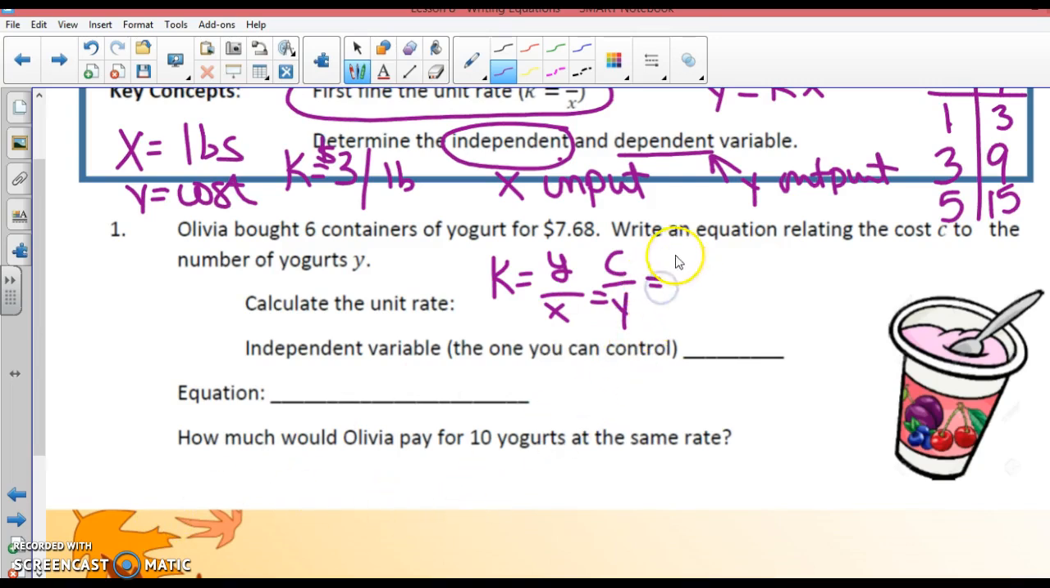So, cost is $7.68 per 6. If I divide that, I need to get a calculator. $7.68 divided by 6 is $1.28 per yogurt. So, the independent variable is the one you can control. That is the number of yogurts.